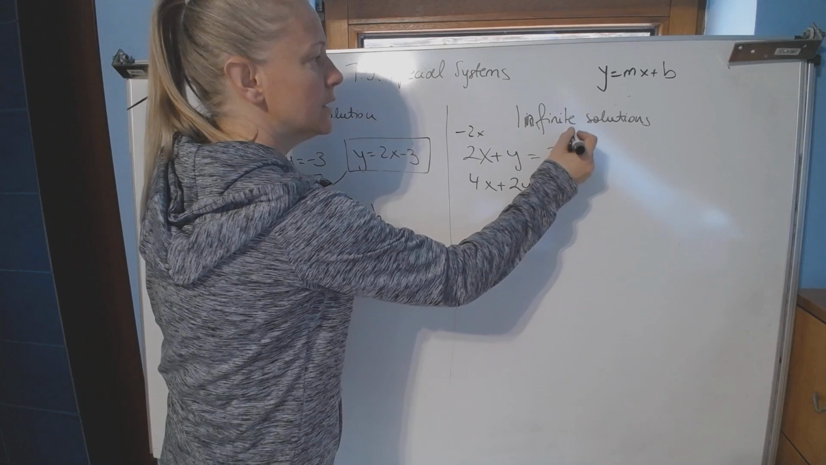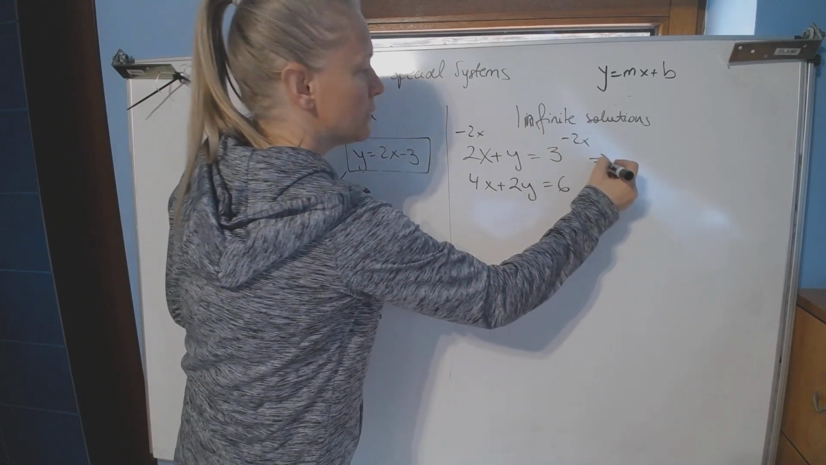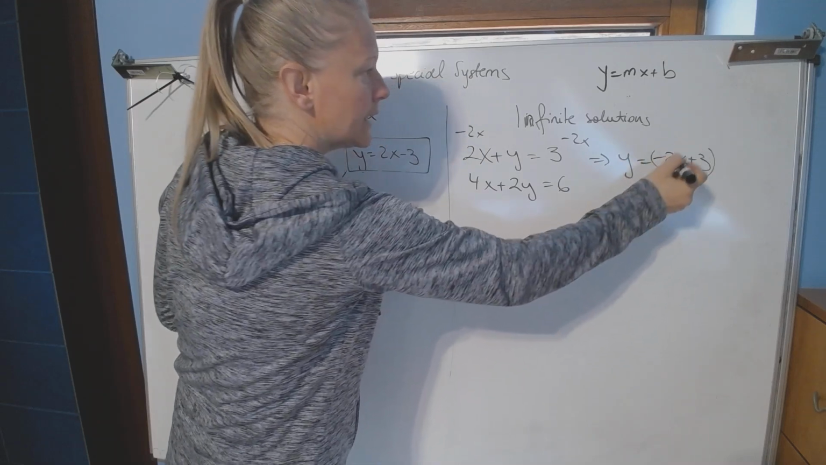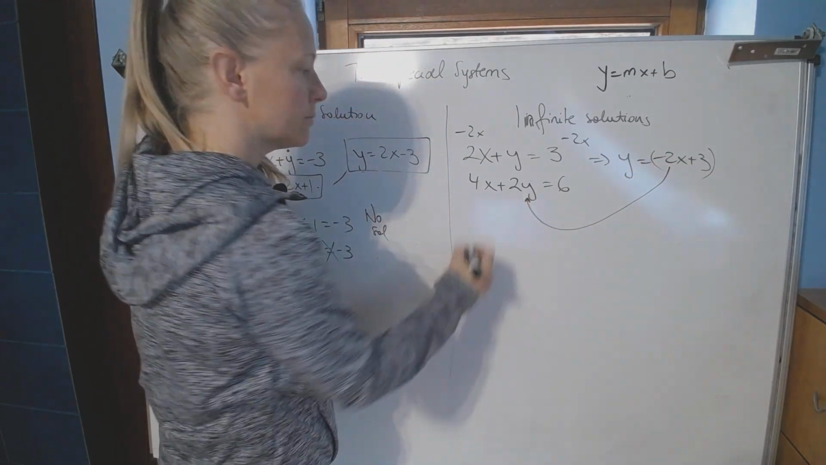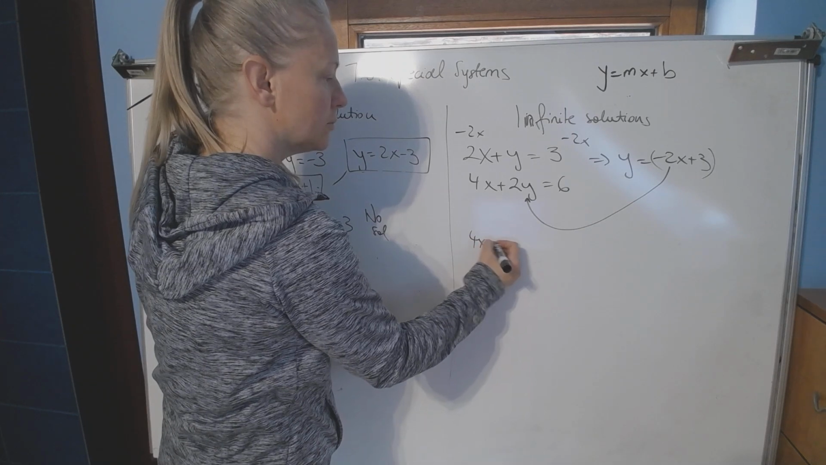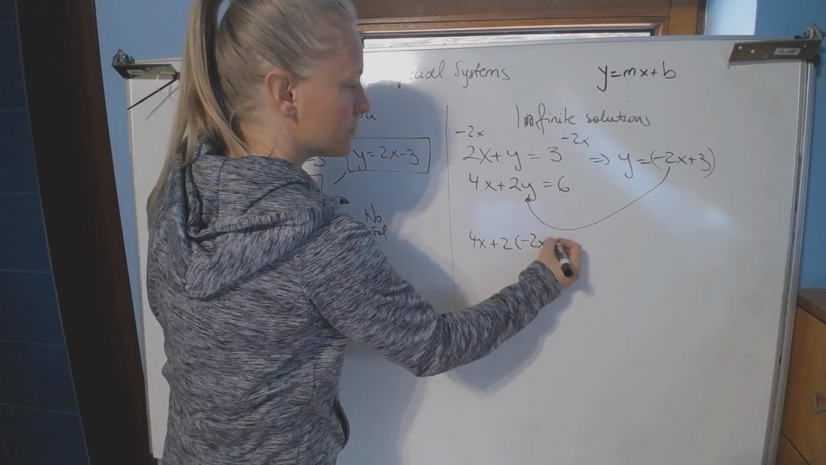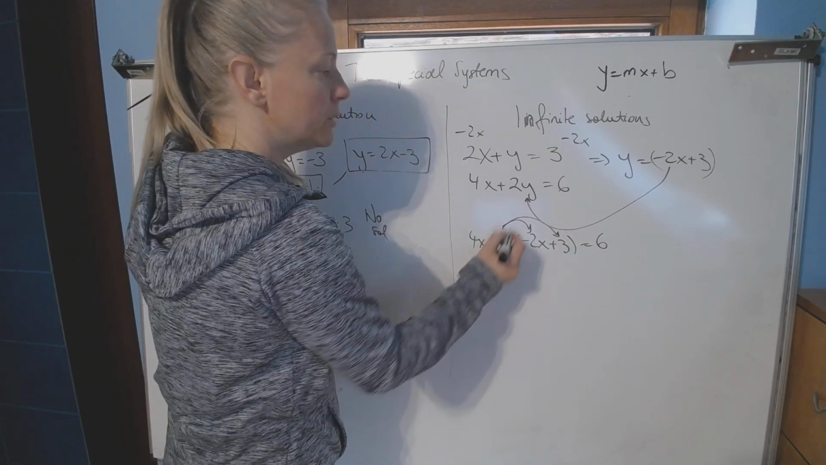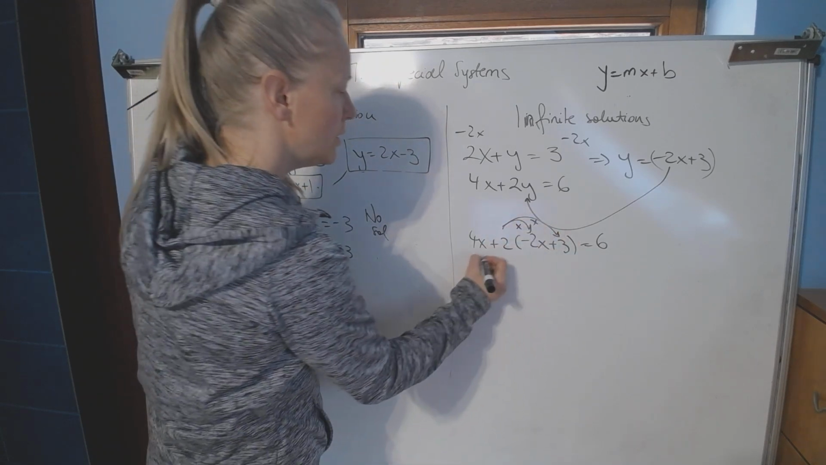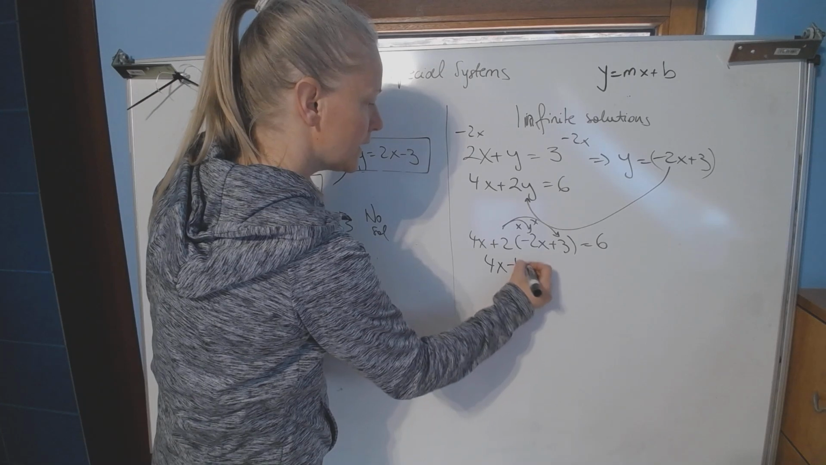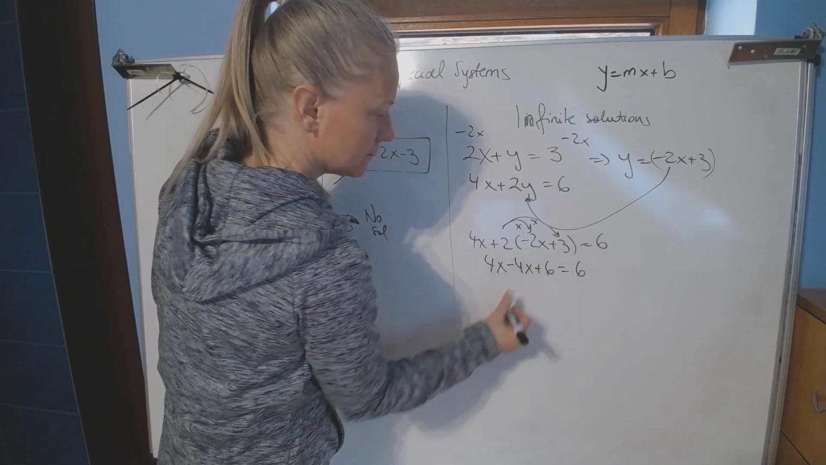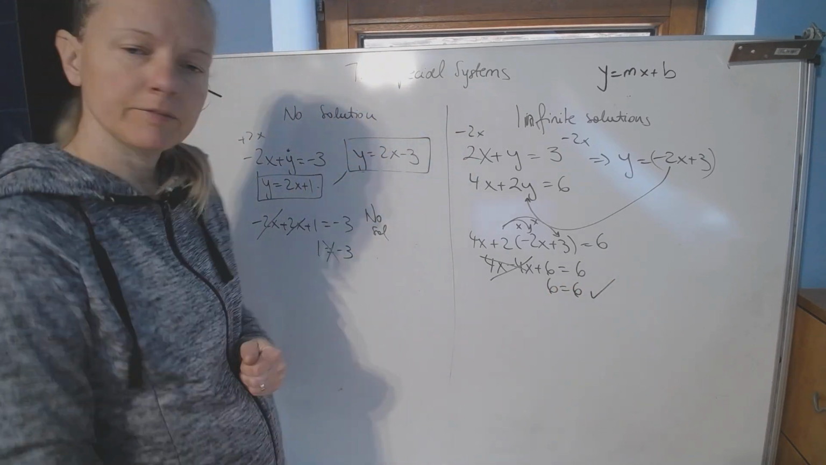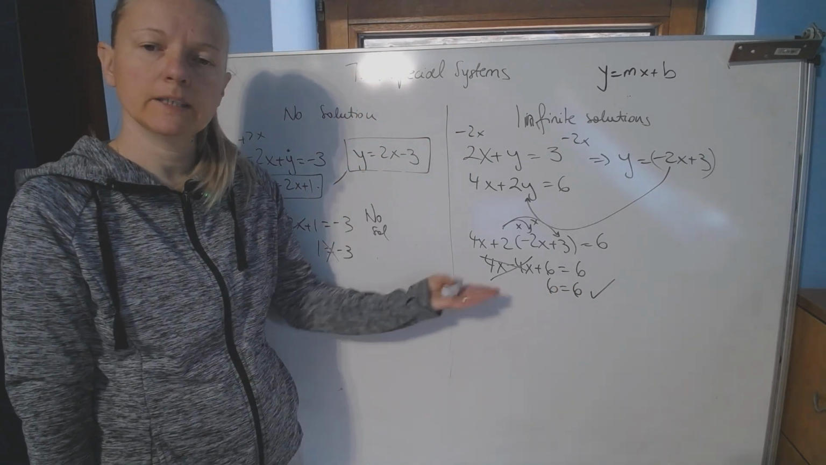Minus 2x, minus 2x, which means this one becomes y equals negative 2x plus 3. I can take this and plug it in there. 4x plus 2 times negative 2x plus 3 should equal 6. Remember this, you distribute. How do we distribute? We multiply each one of them. 4x minus 4x plus 6 needs to equal 6. Well, this is 0. 6 equals 6 all the time. Infinite solutions. I end up with a full equality, 6 equals 6.